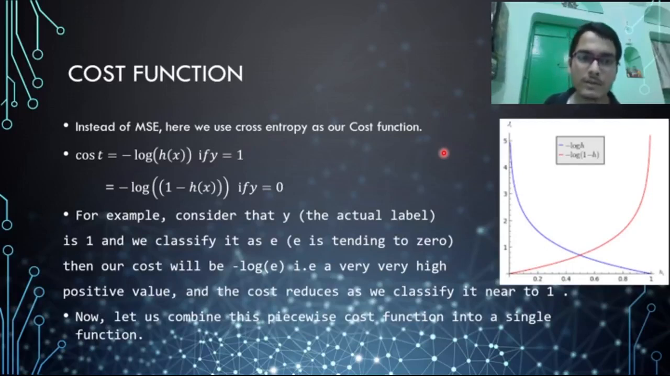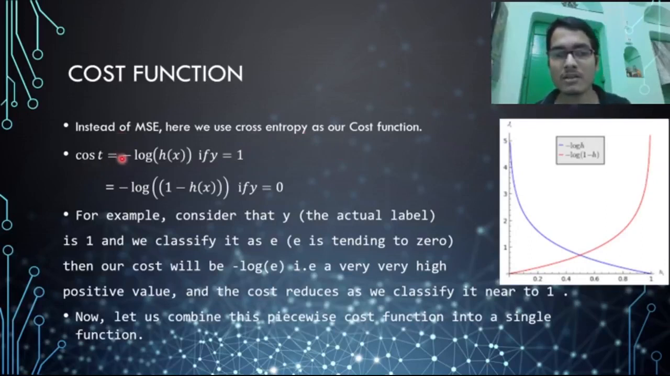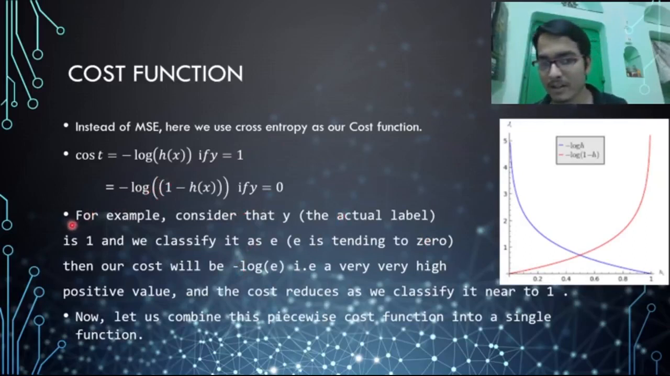So this cost function we define is called cross entropy, and the cost is minus logarithm of the hypothesis function if y equals 1, and minus logarithm of 1 minus the hypothesis function if y equals 0. So how do we get a feeling of this? Let's take an example. Consider that y, the actual label, is 1, and we classify it as h tending to 0.